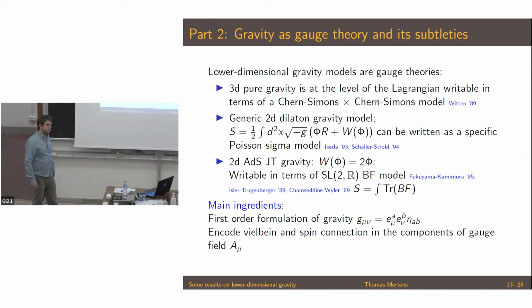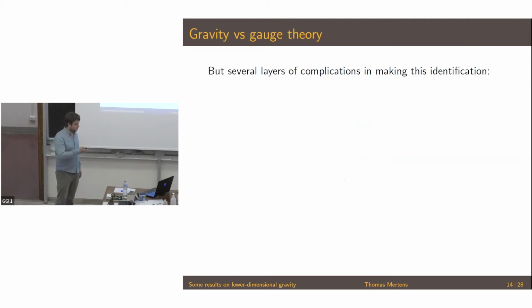Now, the main ingredients in all of these different situations is that you use the first order formulation of gravity in terms of the Vielbein and spin connection, and then you embed these degrees of freedom, the Vielbein and spin connection, in the components of the gauge field mu.